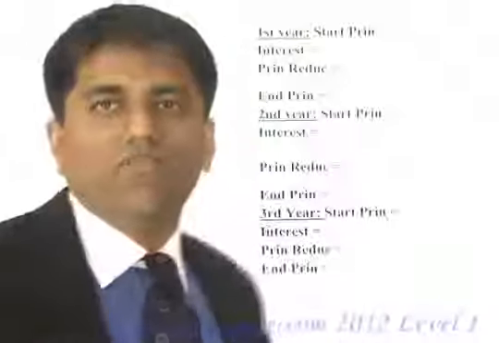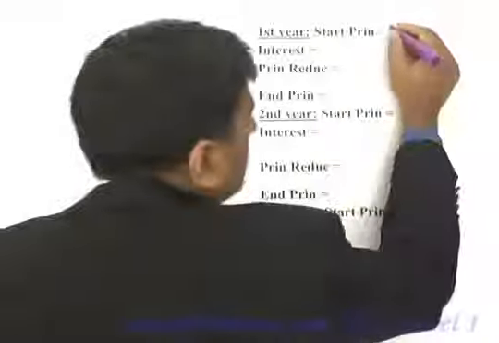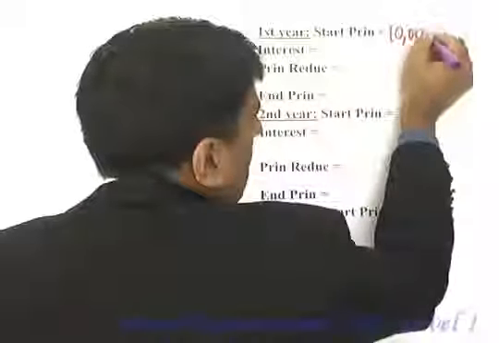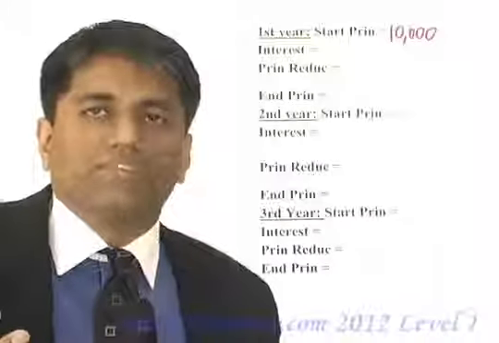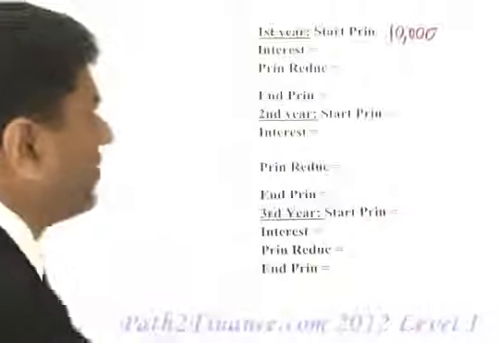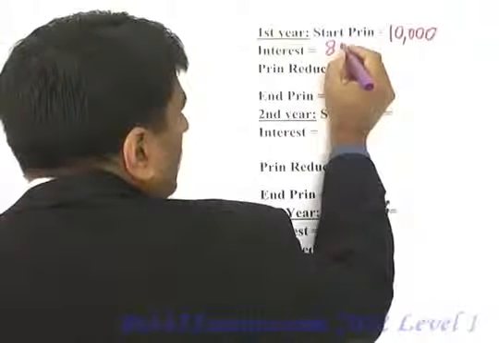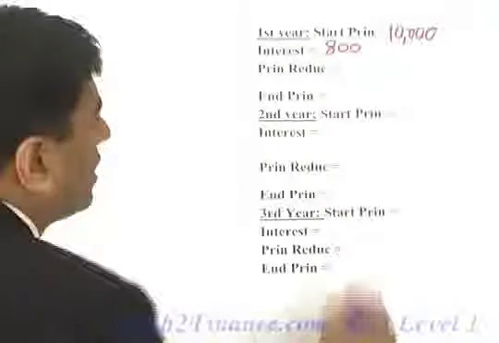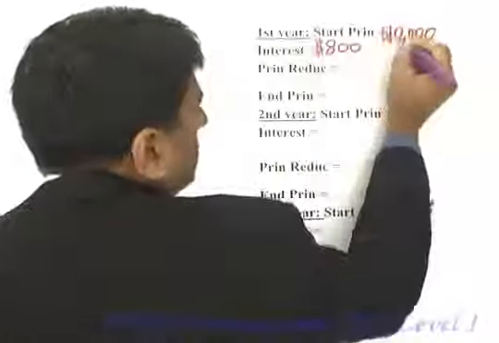So for this loan, the starting principal is 10,000. So for the first period, finding the interest is very simple. You simply multiply 10,000 by the rate of interest, which is 8%, to get 800. So that's your interest for the first period.